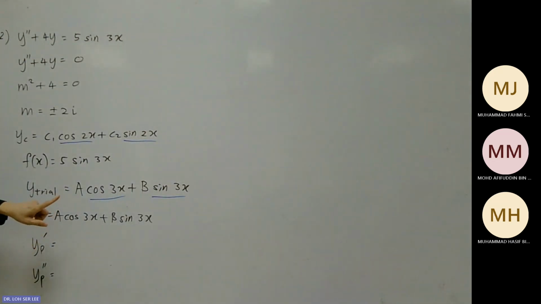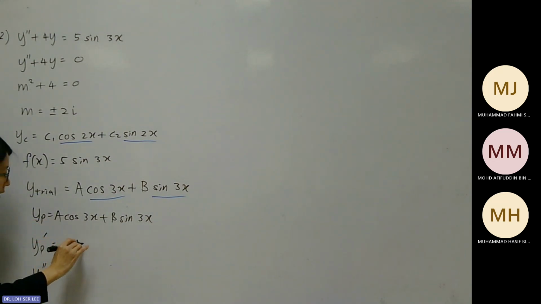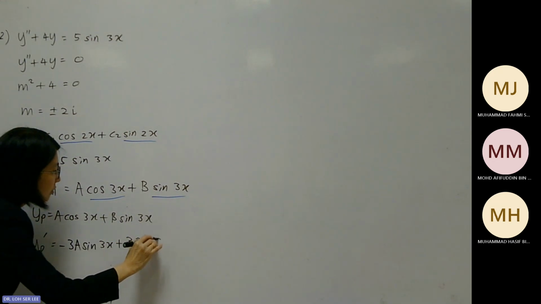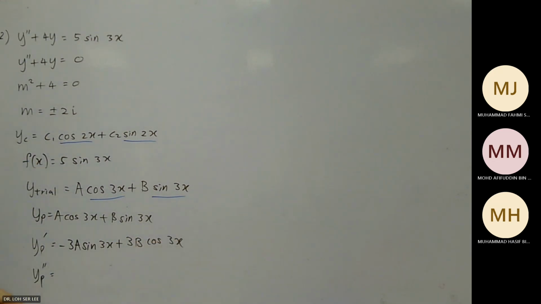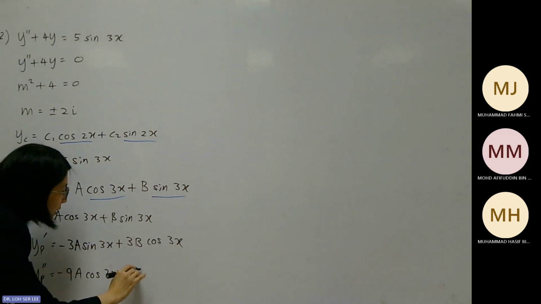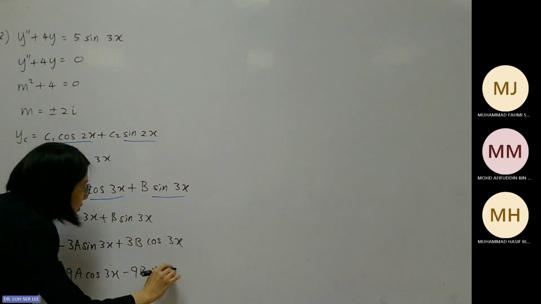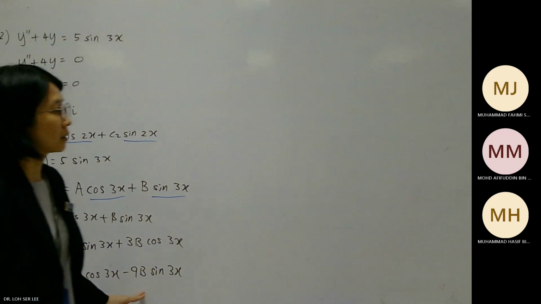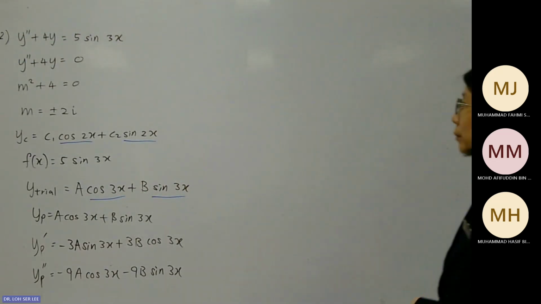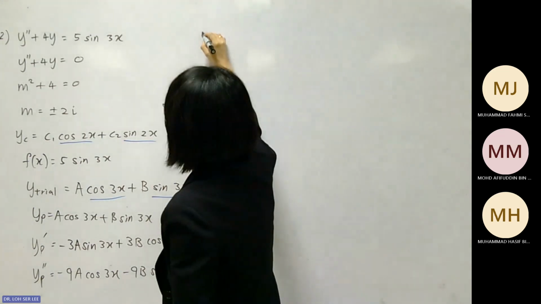So A cos, you get a negative sign. So negative 3A sin 3x plus 3B cos 3x. Differentiate one more time. Negative 9A cos 3x minus 9B sin 3x. Then substitute this yp prime, yp double prime into your differential equation.